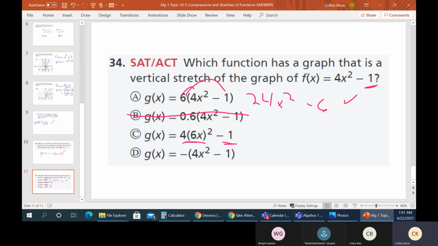Here we're just multiplying 4 by the 6x squared, and then this was also stretched, wasn't it? And then this one is a reflection, so this one here would be upside down. Okay. So this one, C, is kind of a double stretch, because we made this number bigger, and then made this number bigger, but we had the same starting point.